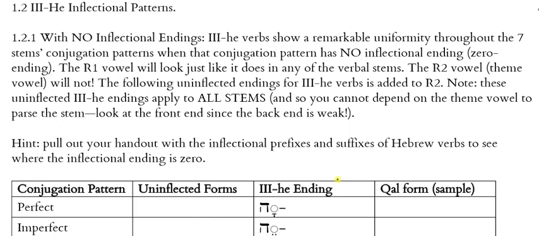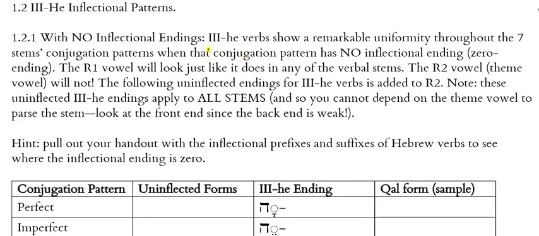Now what I want to do is walk you through the 3-hay inflectional patterns. And there's basically 3 sorts of inflectional patterns that we really need to pay attention to. So let's start with the first kind. So under 1.2 here, number 1, we could have a situation with no inflectional endings.